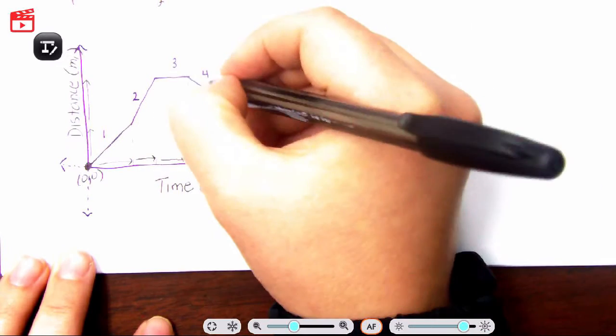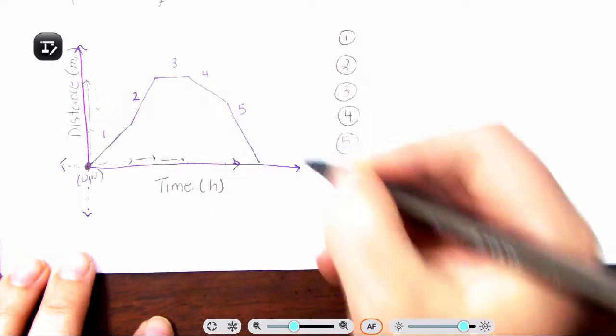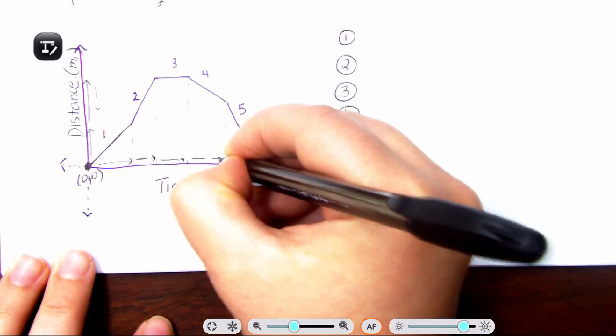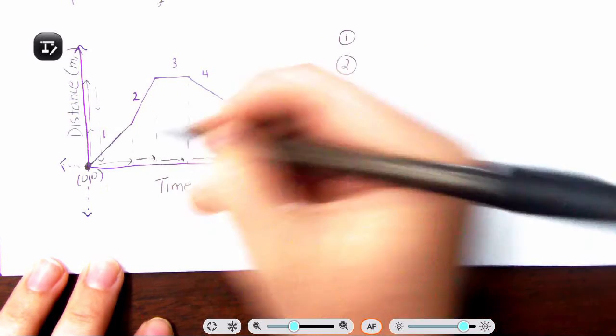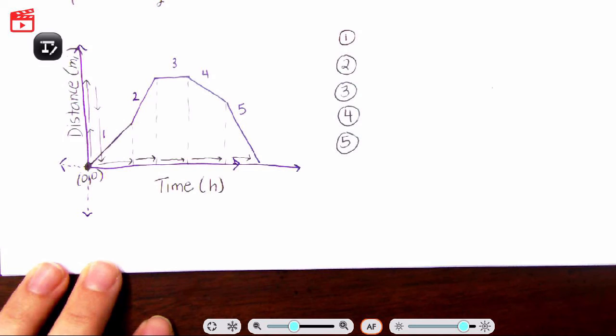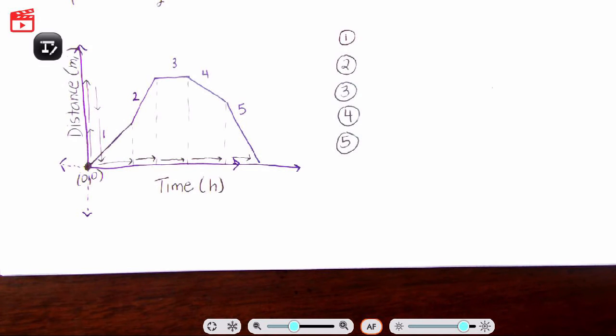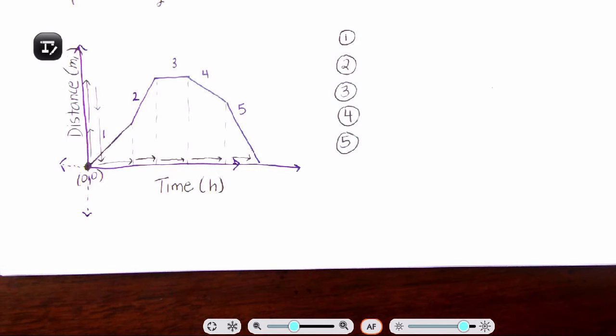Then notice my distance increase in 3, and notice my time increase in 3. Notice my distance decrease in 4. So 4 goes down, but my time still increases, and 5 goes all the way down. But notice my time still increases. So when they're trying to give you this question, sometimes they'll tell you to graph the situation, or they'll tell you to explain the situation. And what we're doing right now, we're going to explain the situation. So the situation is I am at home and I'm driving to work.